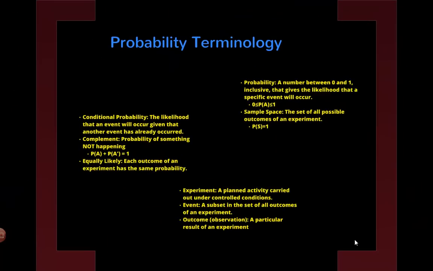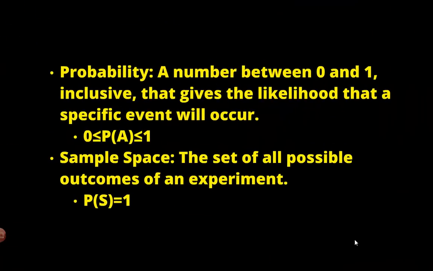So, we have some terminology we have to look at. Probability is the number between 0 and 1 inclusive, so it can be 0, it could be 1. 0 means it doesn't have any chance of happening. 1 means it's always going to happen. So like Christmas is always on December 25th, and Easter is never on a Thursday. So it's a number that gives the likelihood that an event will occur.